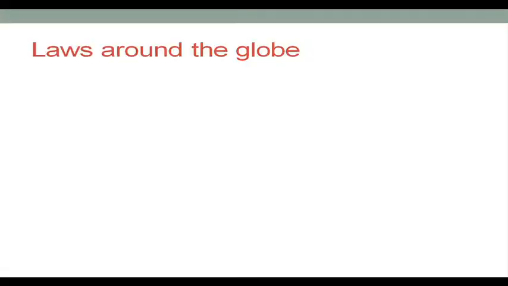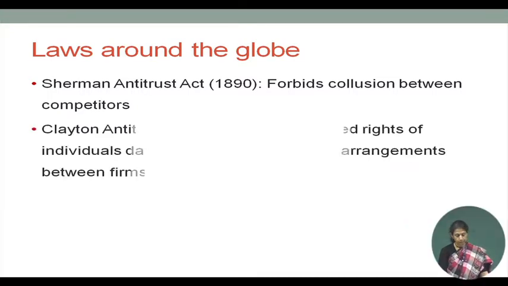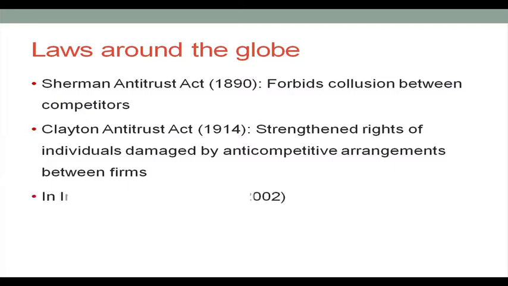So which are the laws around the globe which uphold competition and forbid collusion? The earliest is probably the Sherman Antitrust Act of 1890, which forbids collusion between competitors. We have the Clayton Antitrust Act, again from the US, in 1914. These are the competition laws of the US, and the Clayton Antitrust Act strengthened the rights of individuals damaged by anti-competitive arrangements between firms.